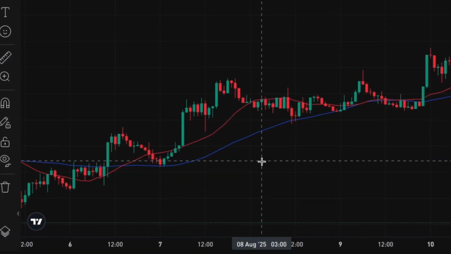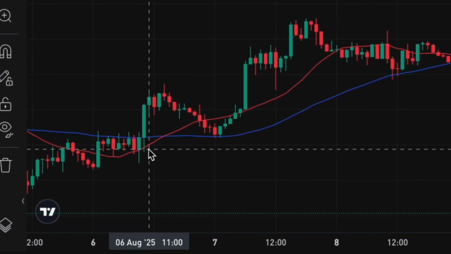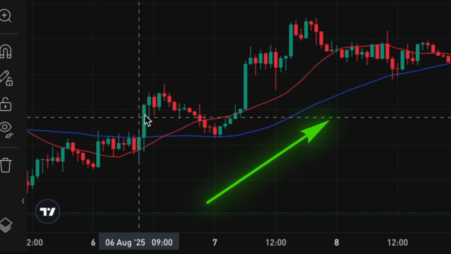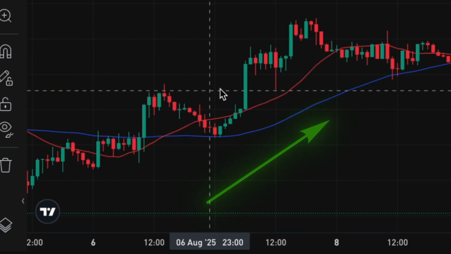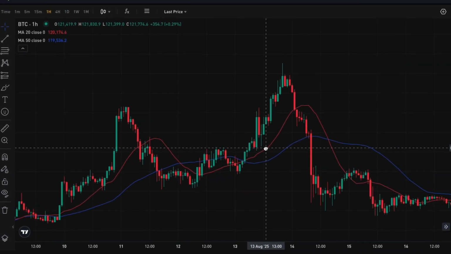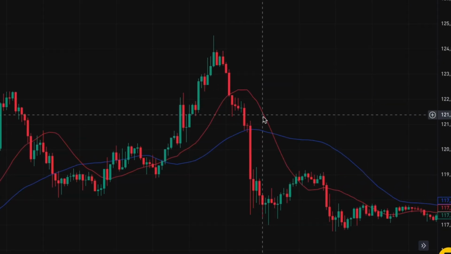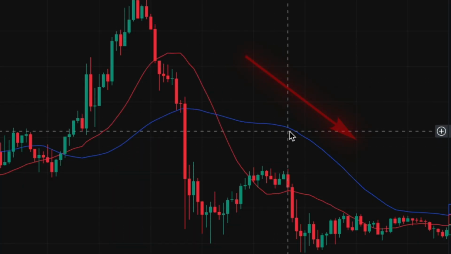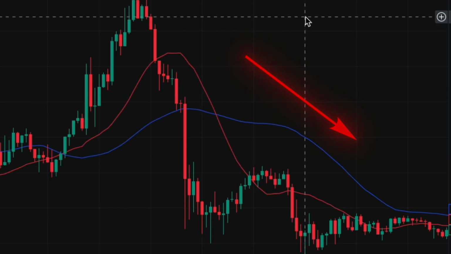So the strategy tells us that if the fast moving average crosses the slow moving average from the bottom to the top, it is a signal for an up trade. And as you can see, it would work well here. The opposite situation, when the fast moving average, in our case red, crosses the slow moving average blue. This is a signal for a down trade.